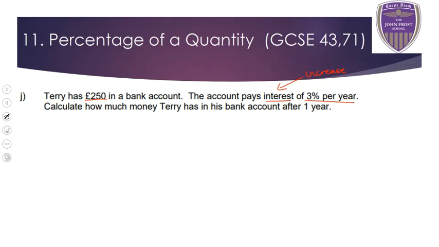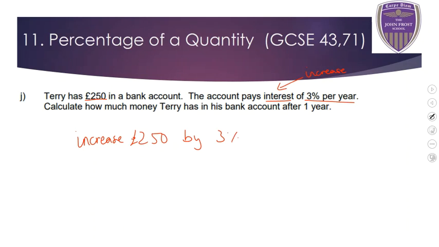But in this case anyway, he's got £250 in the bank, and after 1 year, that will increase by 3%. The question's asking us how much money he will have in the bank after 1 year. So all we're doing is increasing £250 by 3%. Don't try and take any shortcuts for this one. We need to work out what 3% is first, and then increase means to add. We'll add it on afterwards.